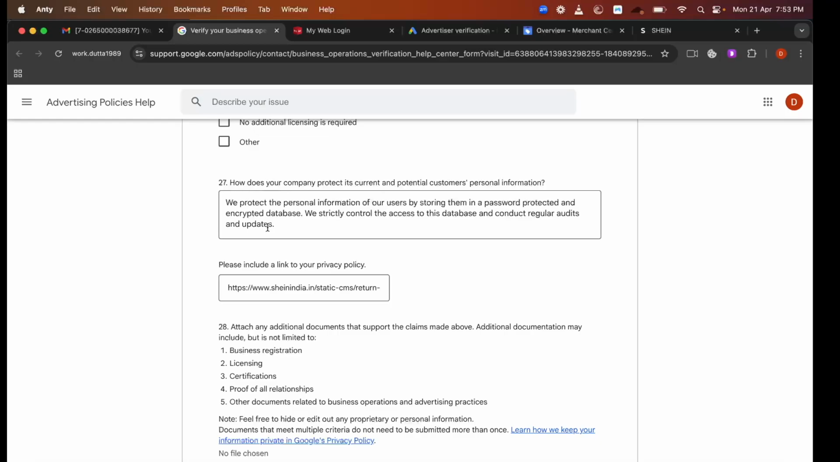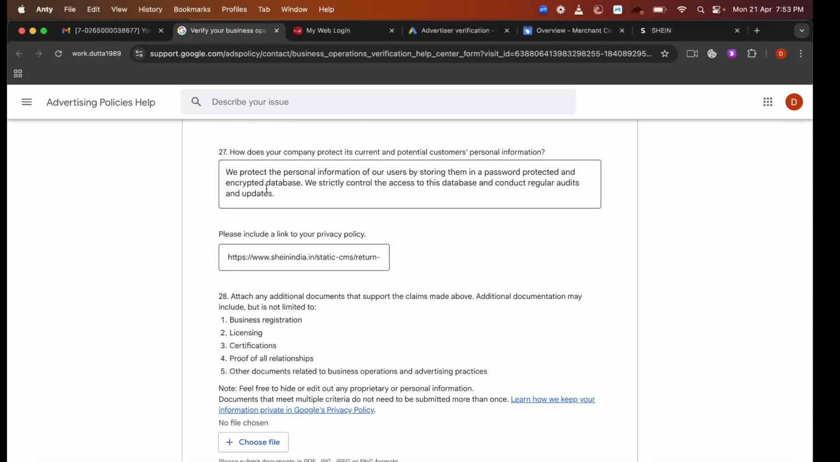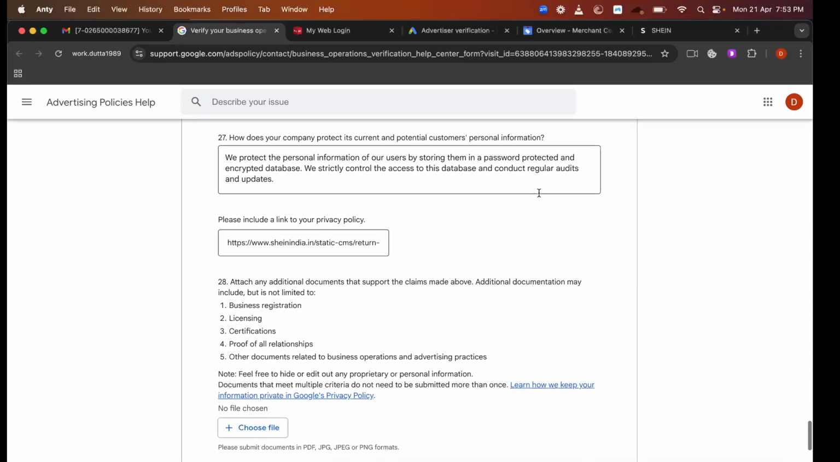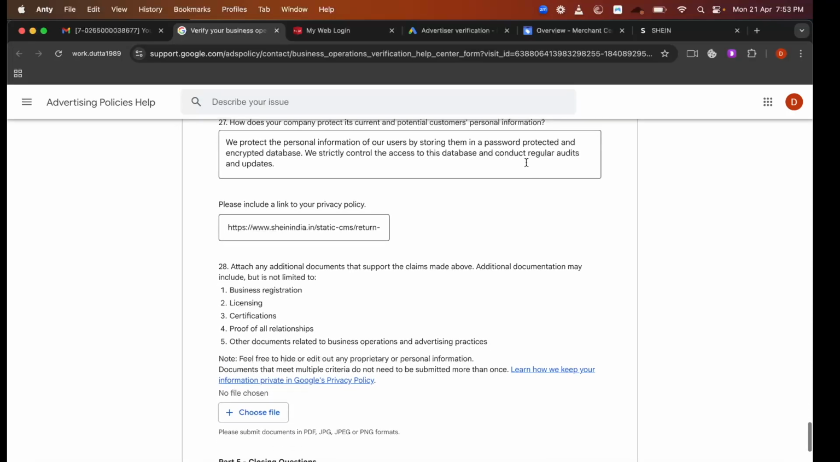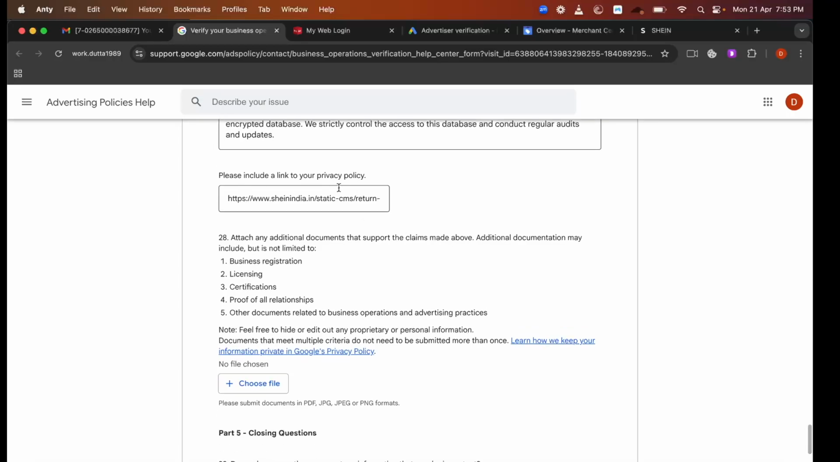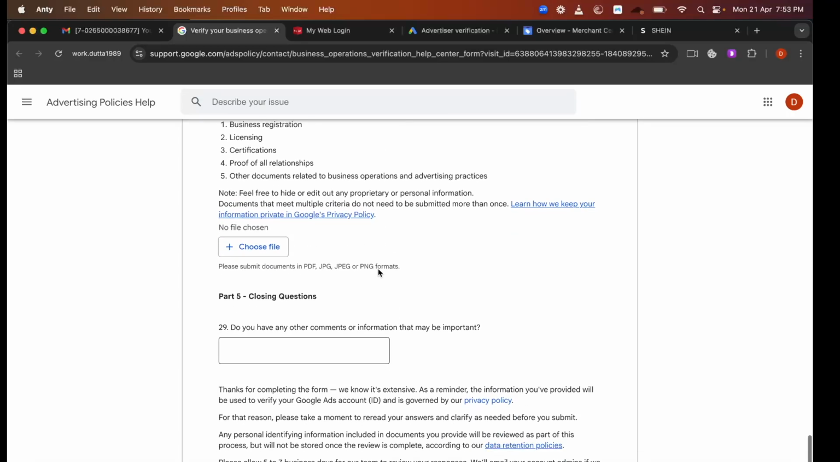Then the last two questions: how does your company protect its current and potential customers' personal information? You enter the most important clauses, or if you can summarize your privacy policy in 4 to 5 lines, you enter that information over here. Here I have entered: we protect the personal information of our users by storing it in a password protected and encrypted database. We strictly control the access to this database and conduct regular audits and updates. You enter a link to your privacy policy.